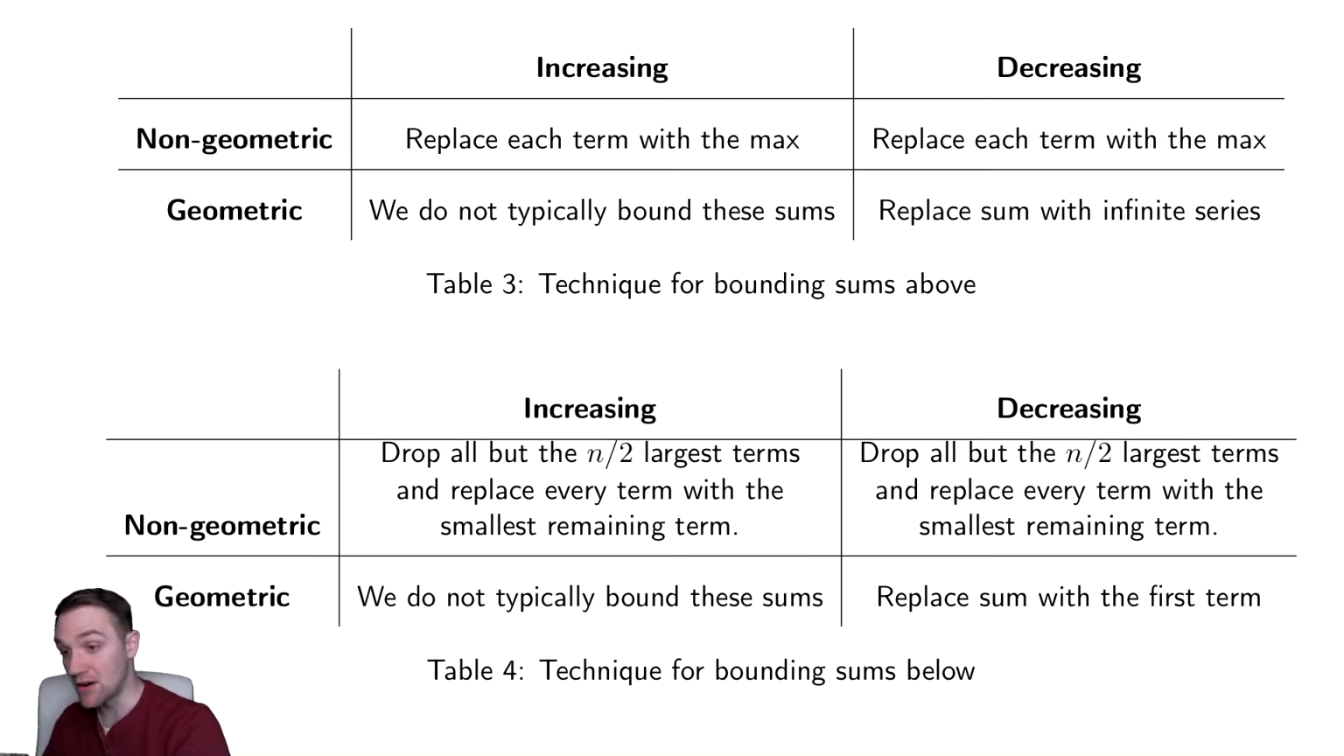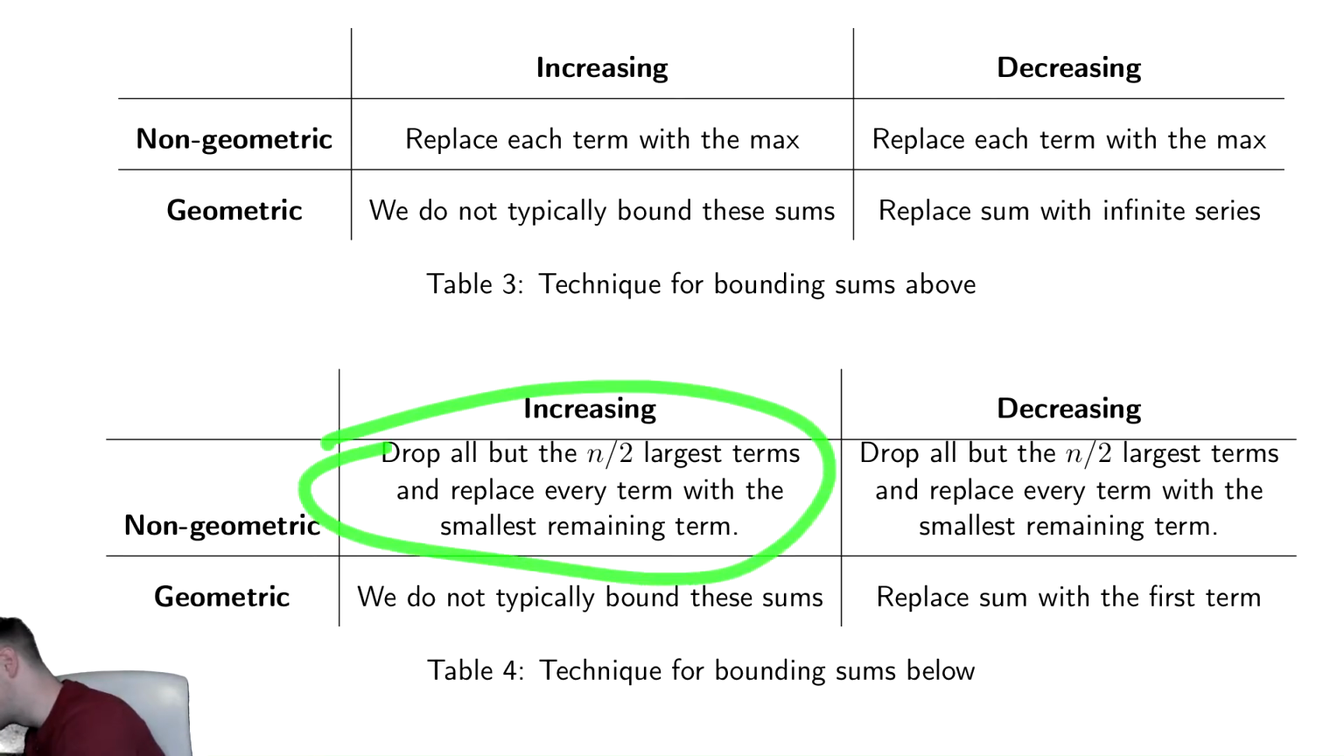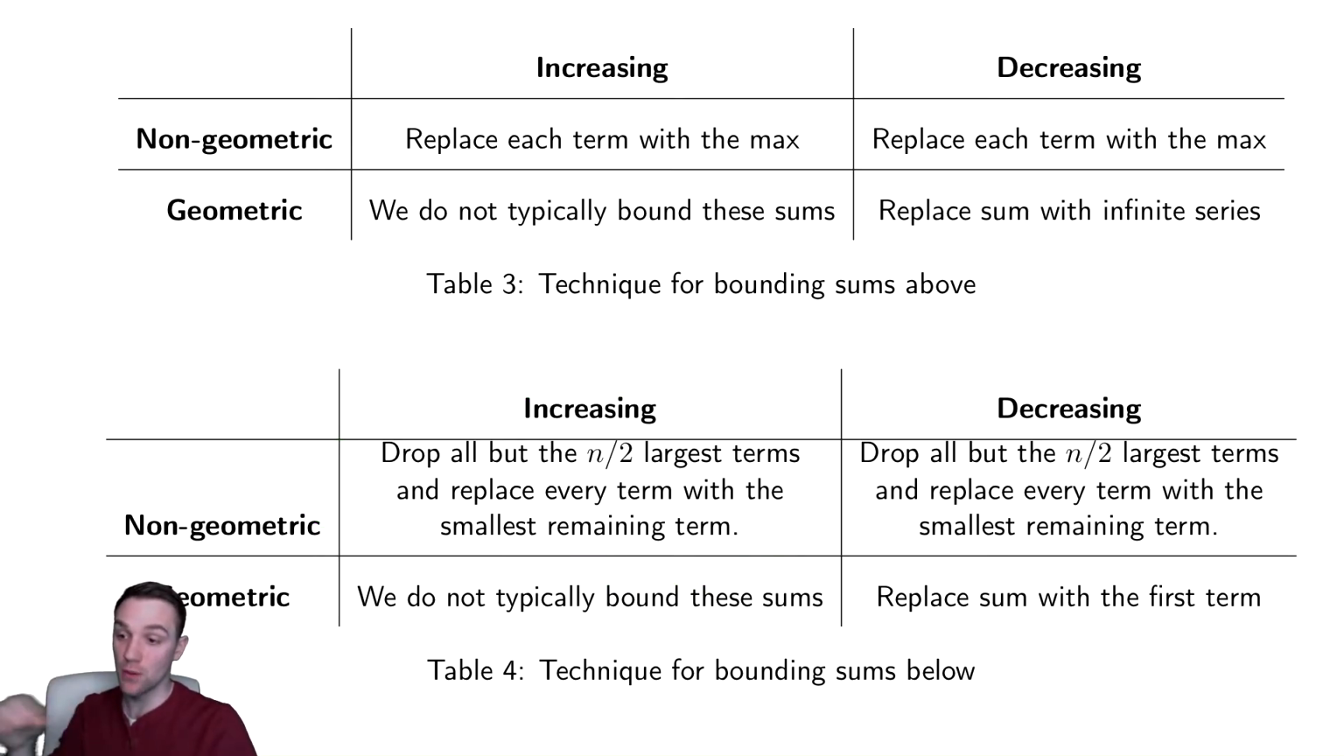Similarly, for bounding below, we did the exact same thing. You drop all but the n over 2 largest terms and replace each term with the smallest thing that you have left. We did, again, that exact same thing for both of them. The only difference is if it's increasing or decreasing, the half of the terms you keep is different, and the number you're plugging in to make it as big as possible for the upper bound is, again, different.